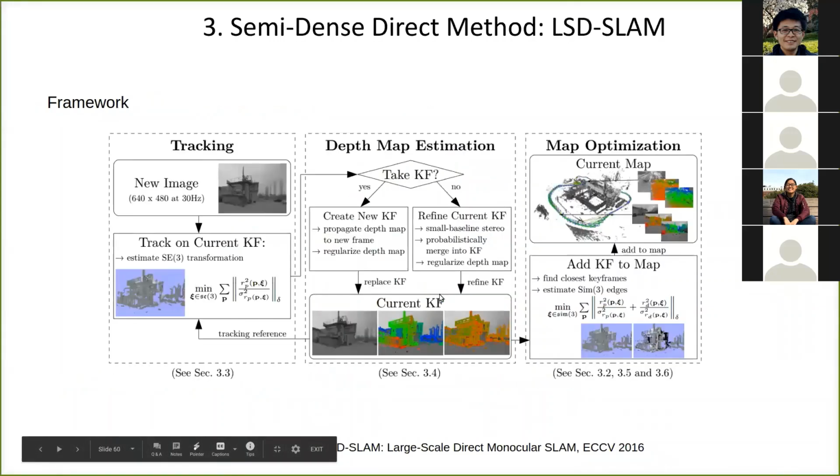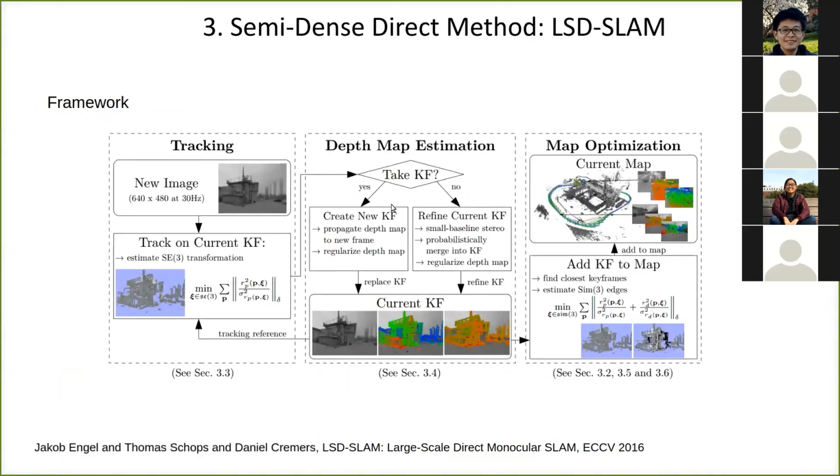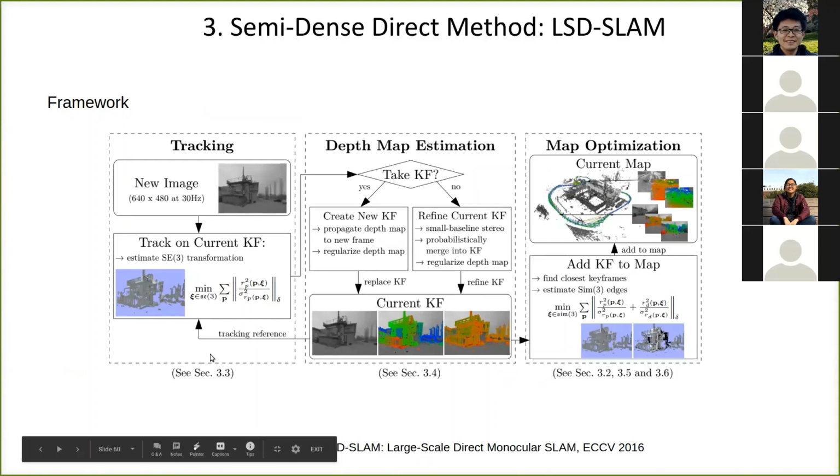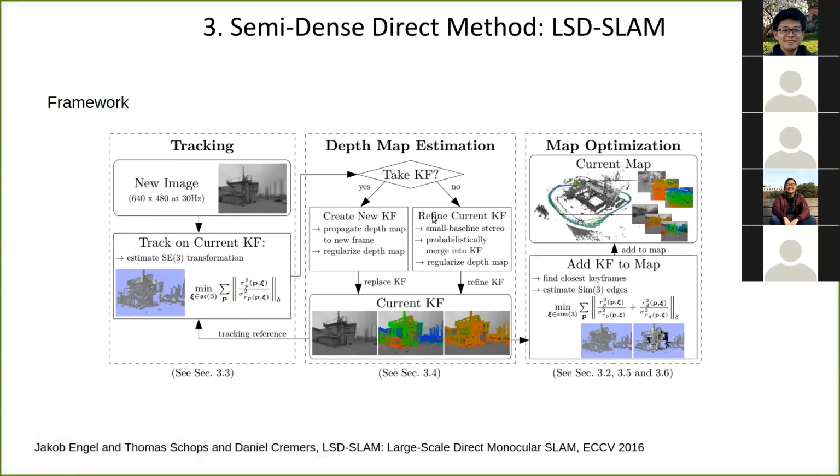Okay. So next, let's briefly talk about another direct method. This is the semi-dense direct method called LSD-SLAM. The framework is shown here. This is pretty similar to what ORB-SLAM did. It has a tracking thread, also has a depth estimation thread, which is basically the mapping thread, a 3D reconstruction thread, and also the map optimization by minimizing the photometric loss of many different frames here.